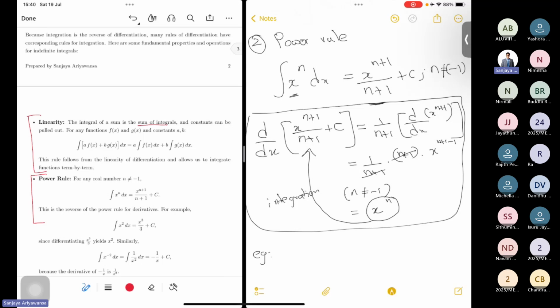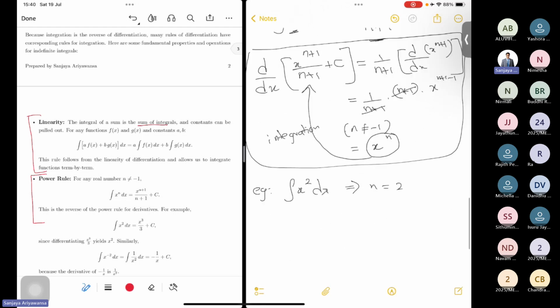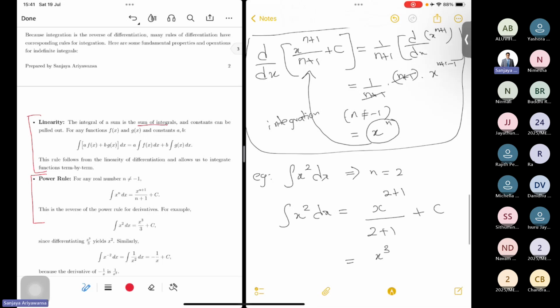And an example for this I've given. So if you want to integrate x squared dx, what do we do? We first check, is n equal to minus 1? No, it's not. It's 2. So here n is equal to 2. Then what is the rule? What does the power rule tell me? Okay, take 2 plus 1 divided by n plus 1, which is 2 plus 1. And don't forget the constant. Right, so then what do I get? x cubed over 3 plus c.